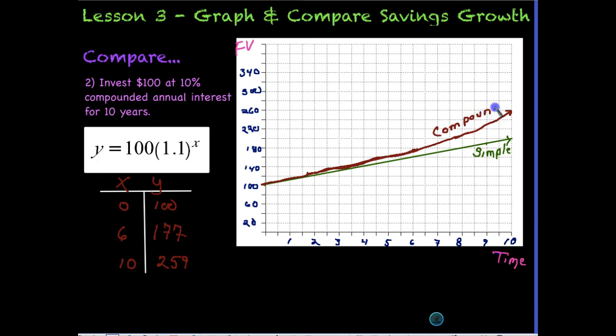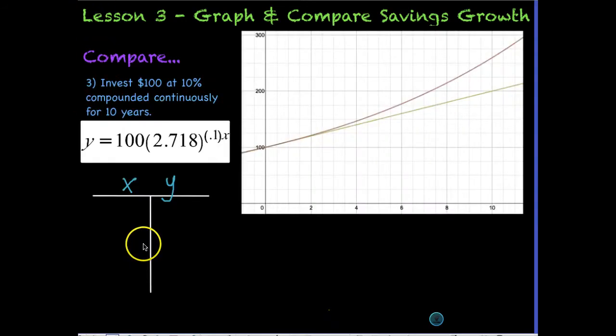And you can see that around 10 years, we start to grow, and that's where the exponential curve starts to come into play. Okay, let's look at our last example. Remember, our last example was if it was continuous compounding, so it compounded continuously. Well, once again, let's go ahead and use 0, and then let's pick a couple of strategic points. So let's pick our 6 and 10 again.